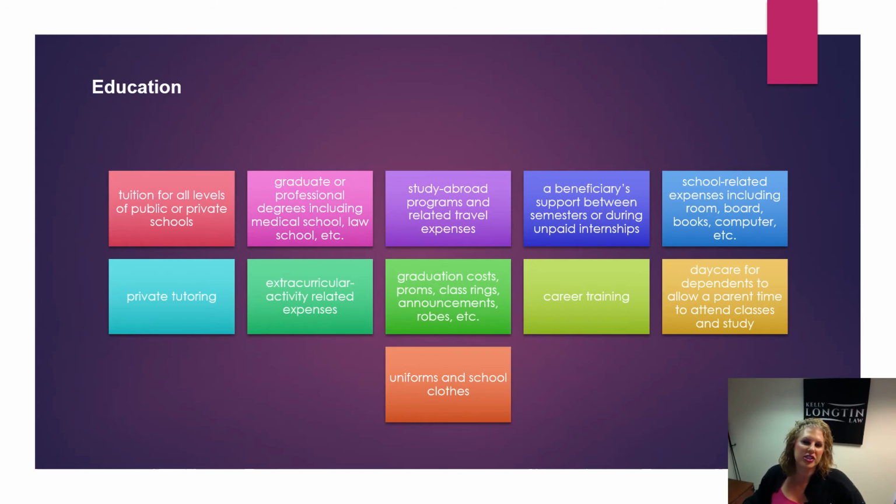Now, under the education category, we have tuition for all levels of public and private schools, graduate and professional degrees, including medical school and law school. It also covers study abroad programs and any expenses that are associated with it, the beneficiary support between semesters and during unpaid internships. There's also school-related expenses like room and board and books and computers and supplies.